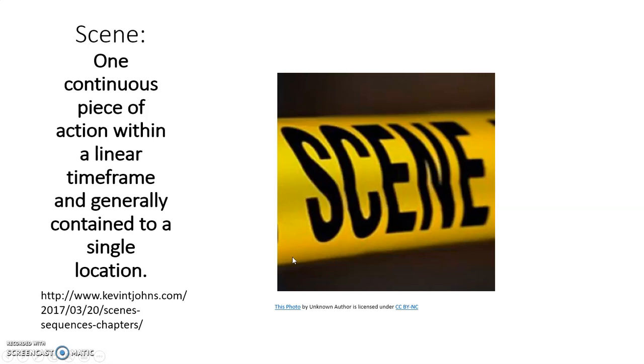So when looking at the definition of a scene in writing a story, one definition is one continuous piece of action within a linear time frame and generally contained to a single location. That is a good rule of thumb to use for what is a scene. Now, we understand in creative writing that we can break the rules. However, we need to understand the rules before we can break them. So I would say this is a good rule of thumb to start with.